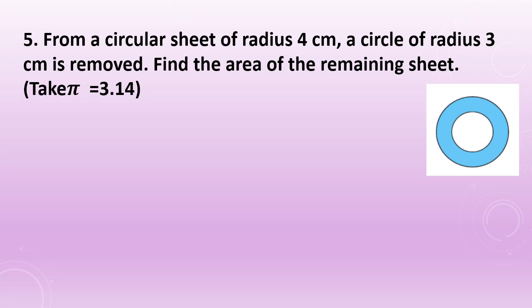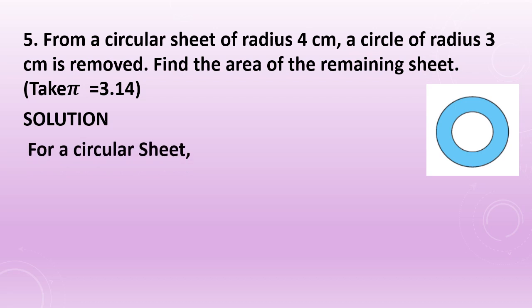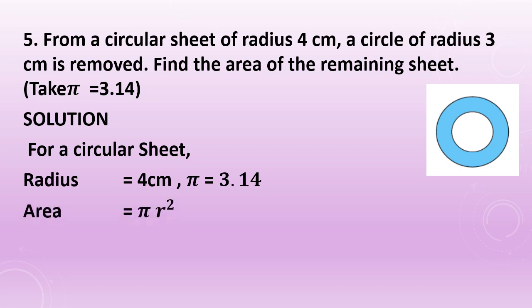So first we can write what is given in the question. So for a circular sheet, radius equal to 4 centimeter. Pi is given as 3.14. We have to find the area of the circular sheet. What is the area of a circle? Yes, it is pi r square. Substitute the value 3.14 into 4 into 4, which gives 50.24 centimeter square, which is the area of the circular sheet.